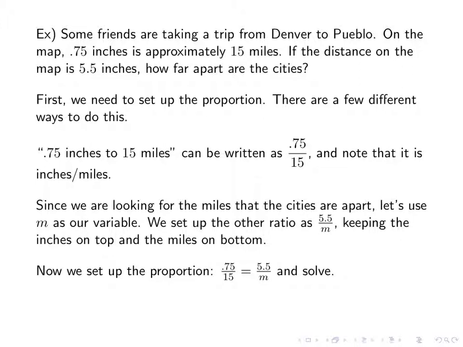Our variable is on the bottom, so I'm going to flip them. So 15 over 0.75 equals m over 5.5. Multiply both sides by 5.5, and we get 110 miles.